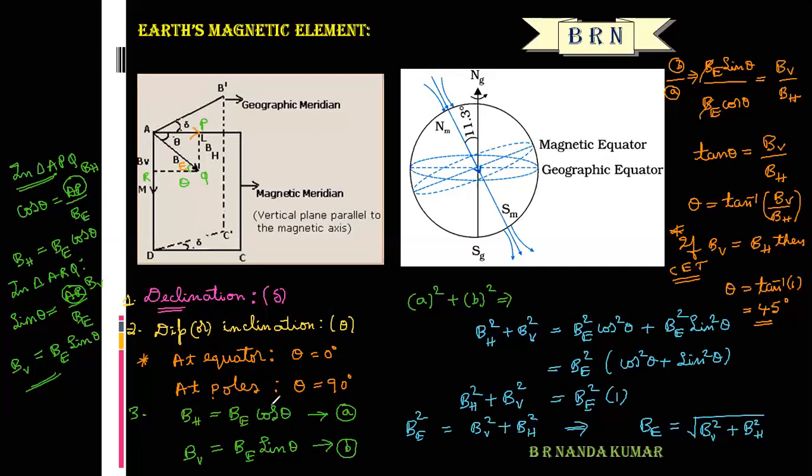What is the meaning of horizontal component of Earth's magnetic field? The component of Earth's magnetic field along horizontal direction. The mathematical expression is BH is equal to B cos theta, and the component along vertical direction is the vertical component, that is BV is equal to B sin theta. And this is the expression for Earth's magnetic field in terms of horizontal and vertical components, and this is the expression for dip in terms of horizontal and vertical components of Earth's magnetic field.